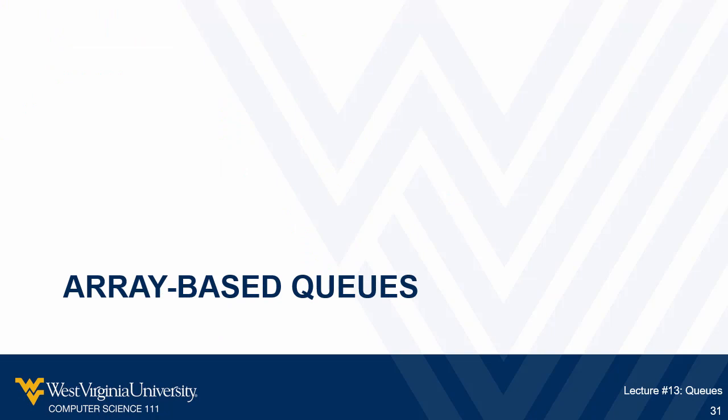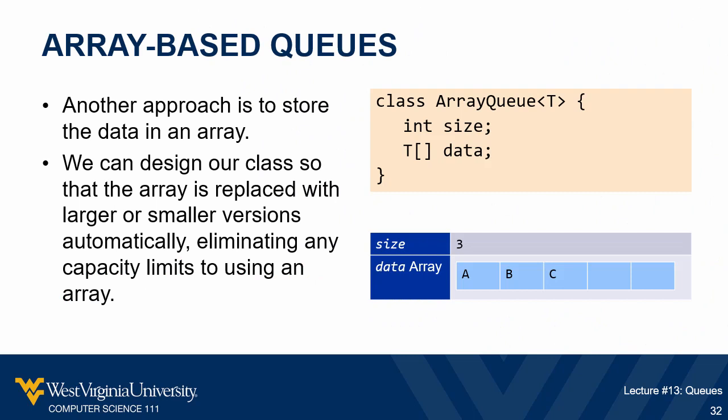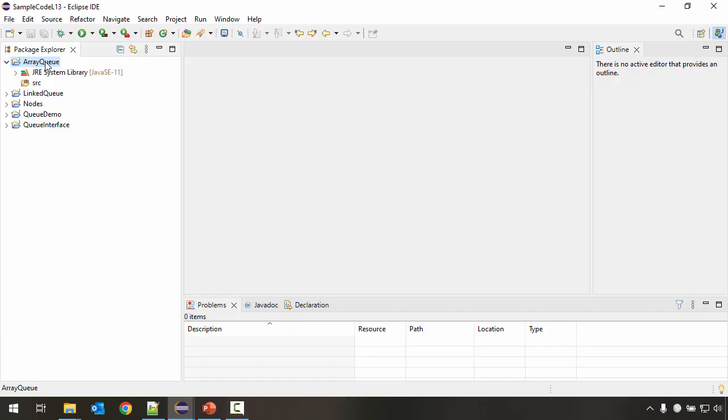The other approach to implementing a queue is by using an array. And for our design here, we're going to set it up so that we will automatically replace the array, which has a fixed size, with larger or smaller versions of the array as needed. That way we eliminate any of the capacity limits that might otherwise restrict how much we're able to store. Let's go into Eclipse and see how we can code this approach up.